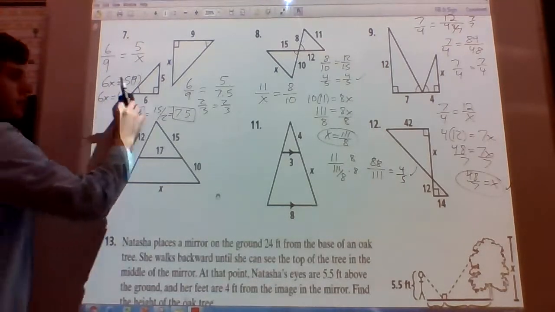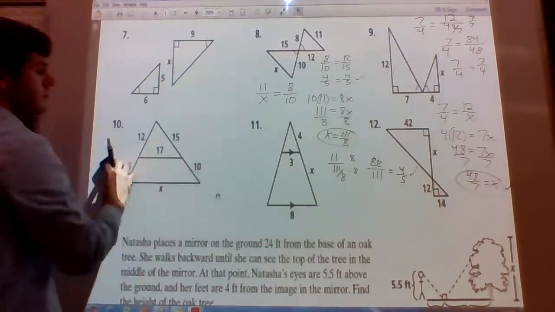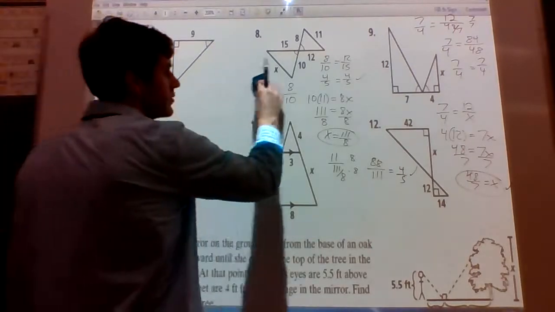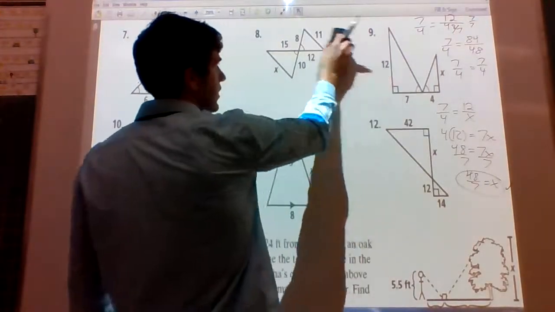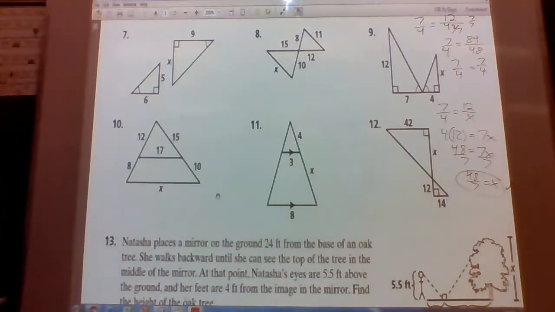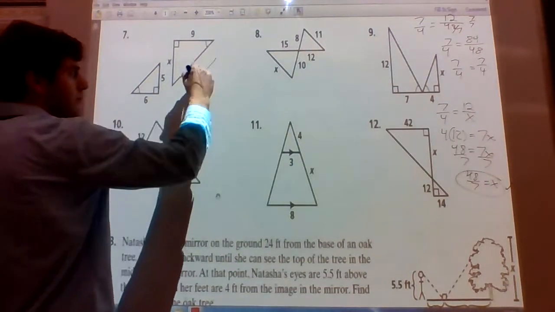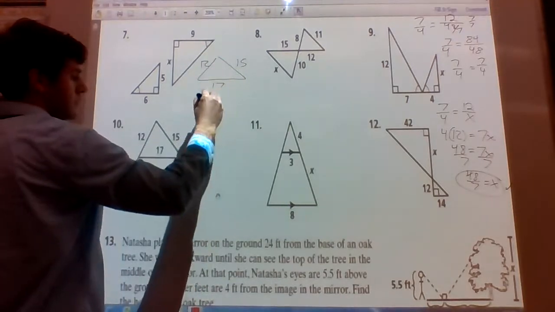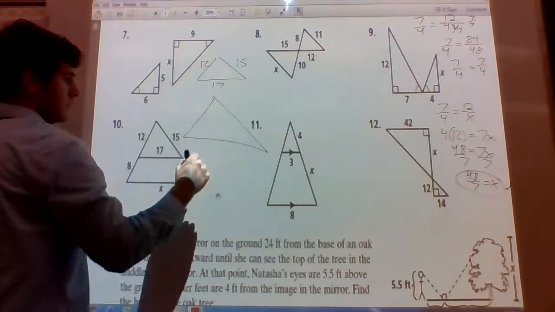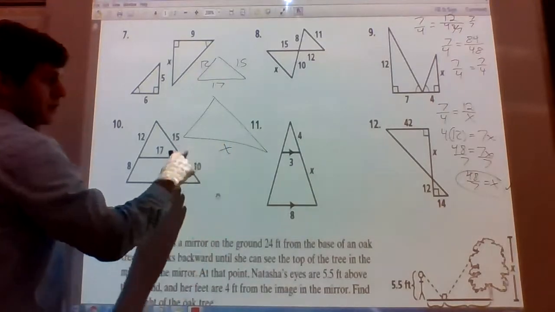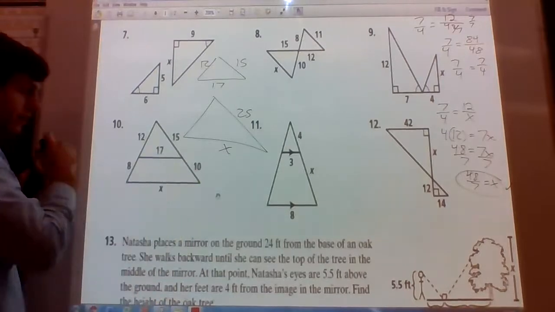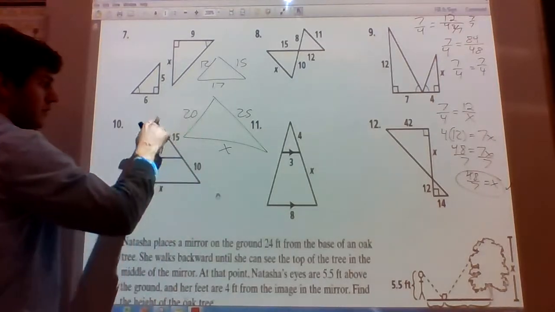Okay. Number 10. Are the triangles similar? First off, are the triangles similar? Well, okay, let's redraw them. Here's our first one, 12, 15, and 17. And then here's our larger one, which is going to be x. 25, right? 15 and 10, the whole side here is 25. And this side is 20.